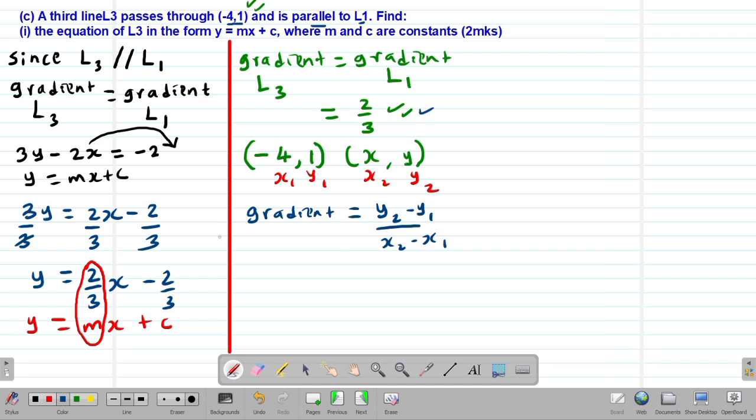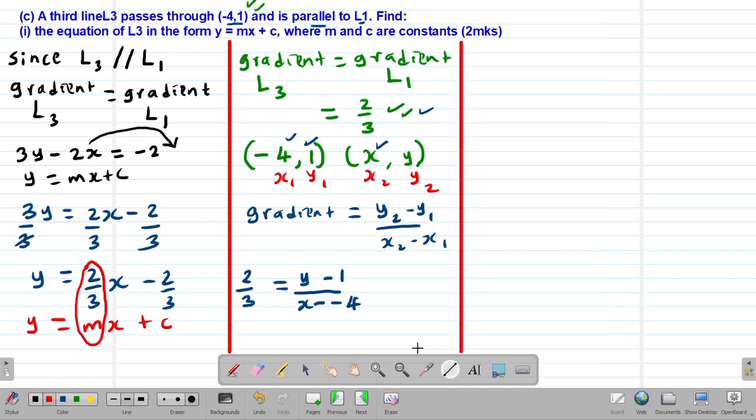So if I substitute, the gradient is 2 over 3. So I'll end up with 2 over 3 being equal to my y2, which is y, minus my y1, which is positive 1, divided by my x2, which is x, minus my x1, which is negative 4. So this can be rewritten as 2 over 3 being equal to y minus 1, divided by x, minus minus will give me a positive 4.